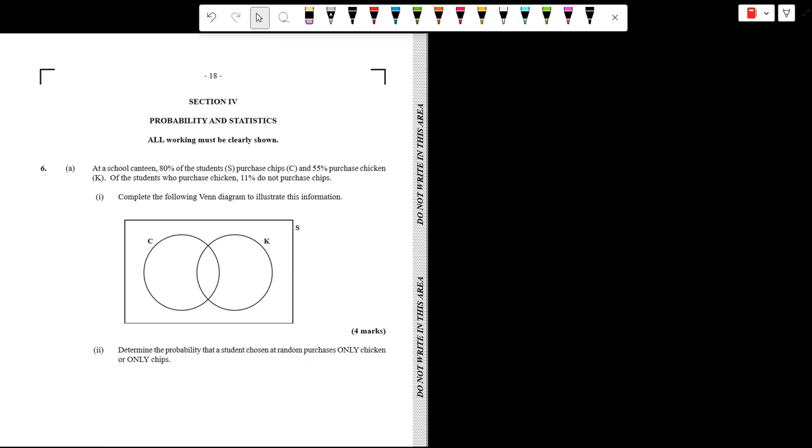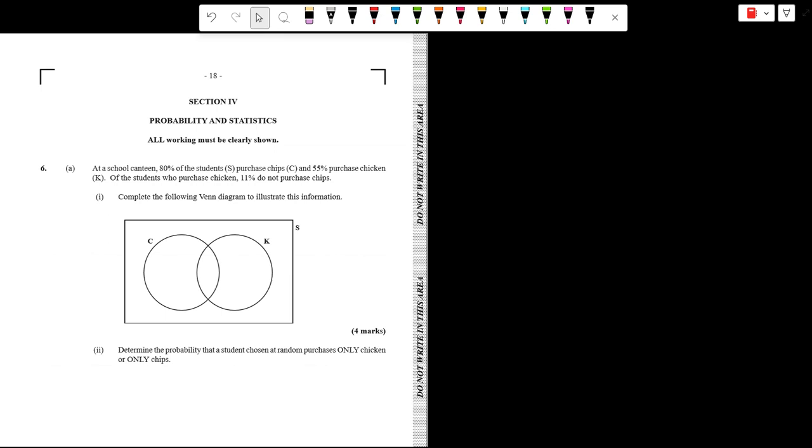Now, at the school canteen, we're told 80% of the students purchase chips. So since we already have 44 here, what number must go inside here to make up that 80%? We simply subtract 44 from 80. So 80 minus 44 gives us 36%. And so that number goes here, 36%. And that number basically represents the percentage of students at the school who buy chips only.